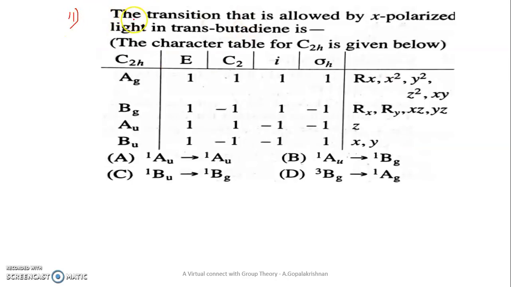See question number 11. The transition that is allowed by X polarized light in trans-butadiene is, the character table for trans-butadiene is given. Now we should check which transition is X polarized. In the options different transitions are given: in option A singlet Au to singlet Au, in option B singlet Au to singlet Bg, in option C singlet Bu to singlet Bg, in option D triplet to singlet. Definitely this is wrong. Why? Triplet to singlet is not allowed, it is spin forbidden, so leave it. Now we have to check the remaining three.